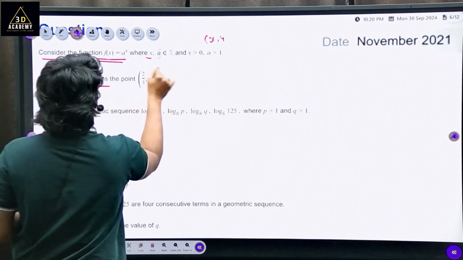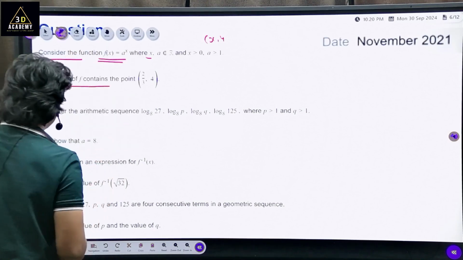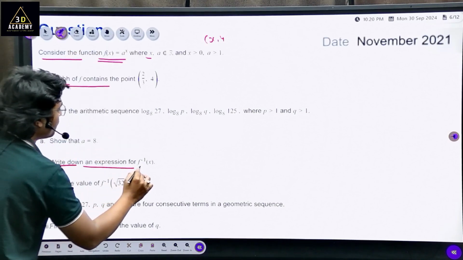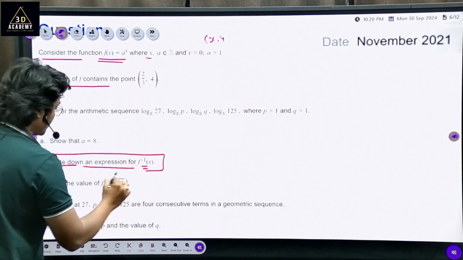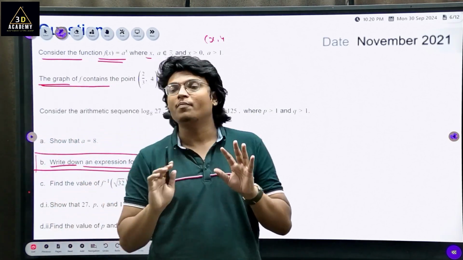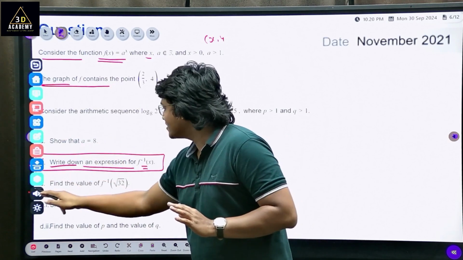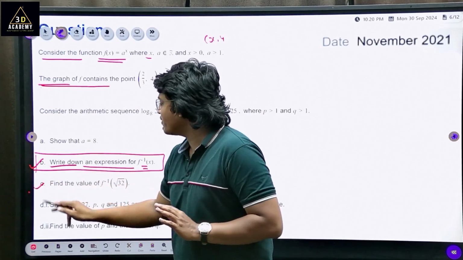Question B. What is question B? Write down an expression for f inverse of x. This question is on functions and we have not covered functions yet. So we will not be solving B and C here.